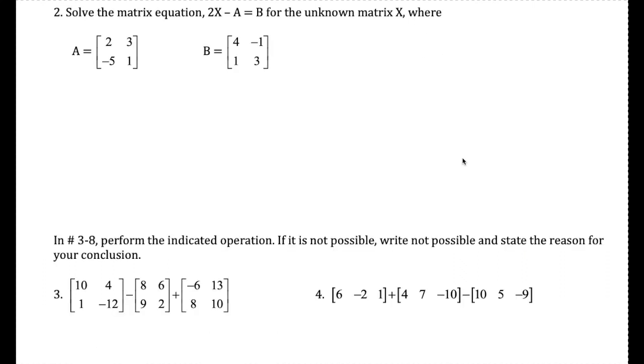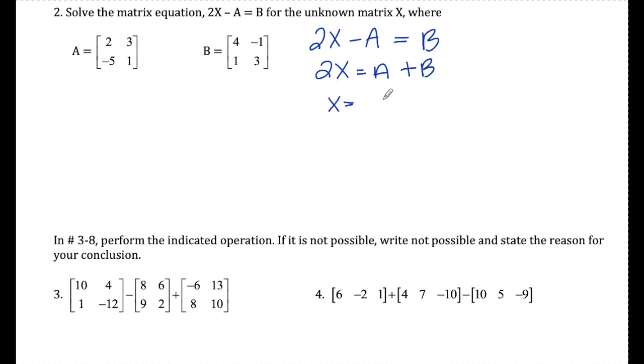Number 2. Solve the matrix equation 2X minus A equals B for the unknown matrix X. I see that matrix A and matrix B both have the same dimension, so I'll be able to do addition and subtraction between these matrices. I'm first going to start off with the equation that they gave me, which is 2X minus A equals B, and I'm going to solve for X the way I normally would. If I add A over, I get 2X equals A plus B. And then in order to get X by itself, I'm really going to multiply by a half.